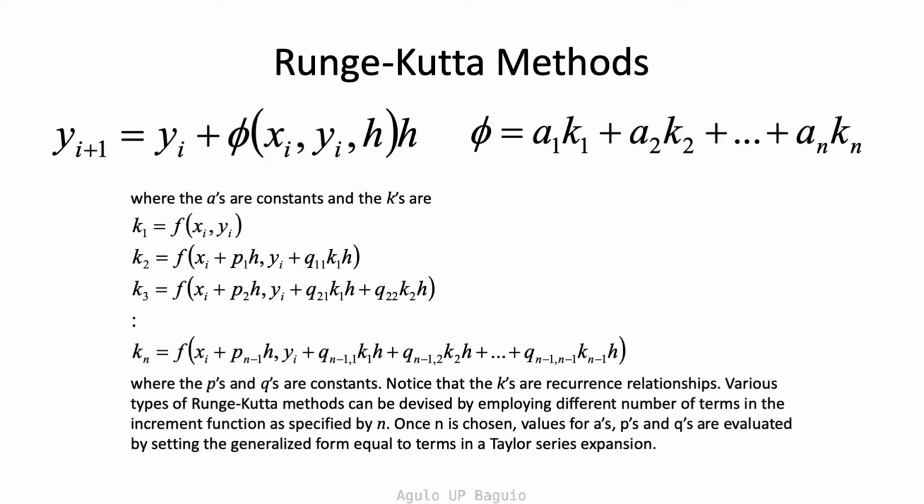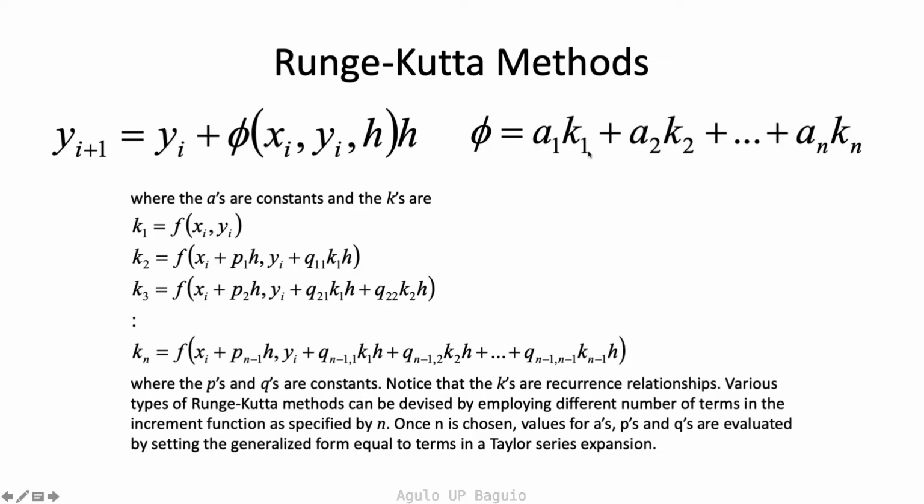where phi is called the increment function, which can be interpreted as a representation of the slope over the interval. At first glance, it's just similar to the Euler equation in Euler's method. But if you look closely, you will see that the function phi is a function of the data set x sub i and y sub i, as well as the step size h. So the increment function can be written in general form as this.